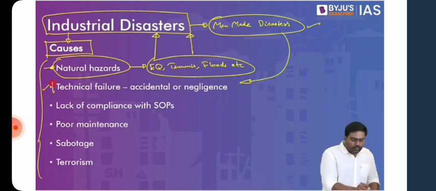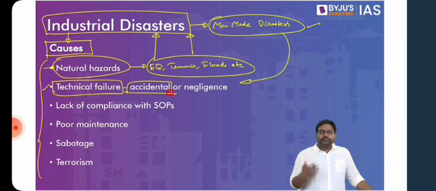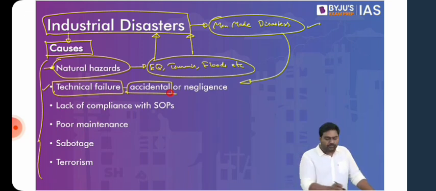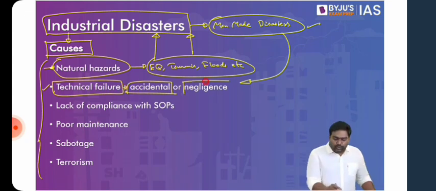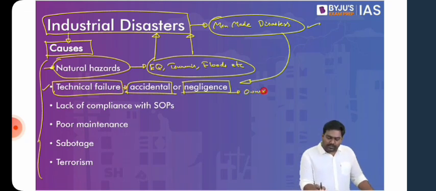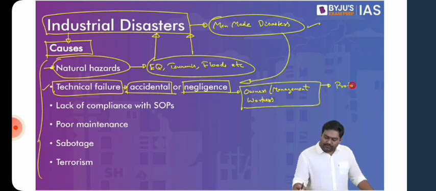It's either due to accidental technical failure over a period of time due to wear and tear. Equipment might start failing, and there might be a genuine accident where no single person is responsible, but it's a genuine accident which has happened. Or it occurs due to negligence. Negligence by the owners, by the management, negligence by the workers, where protocols have not been followed, safety protocols have been ignored. Is that clear?